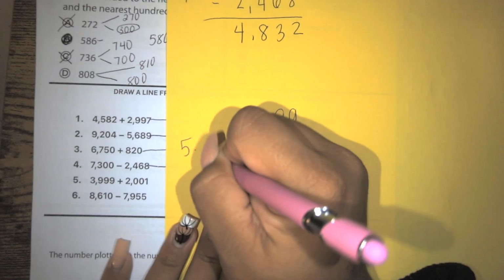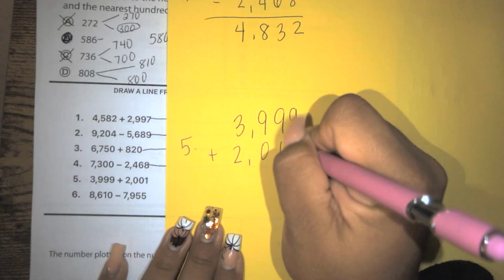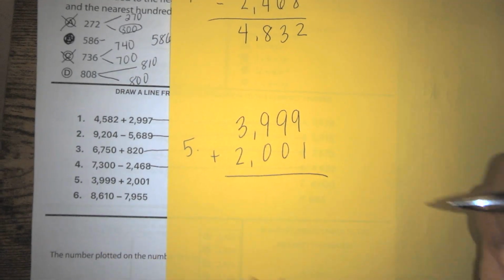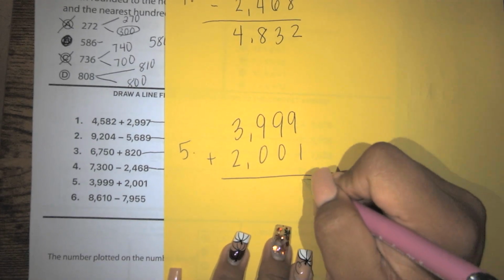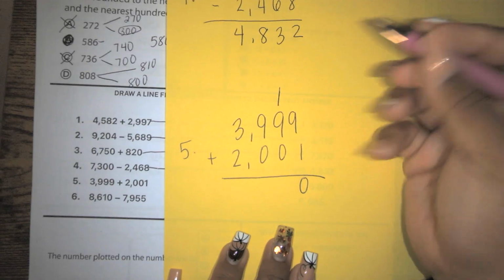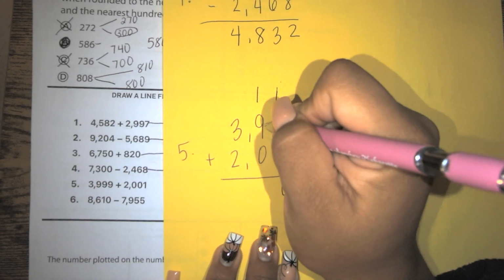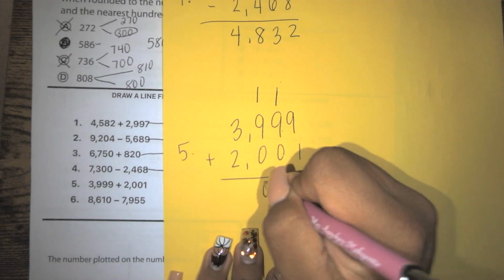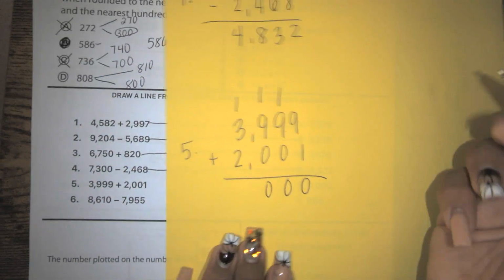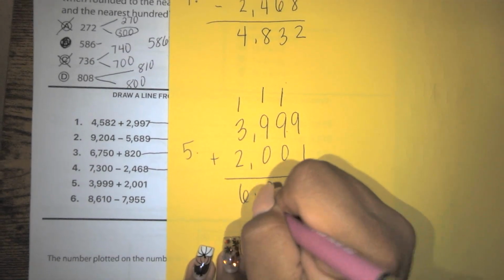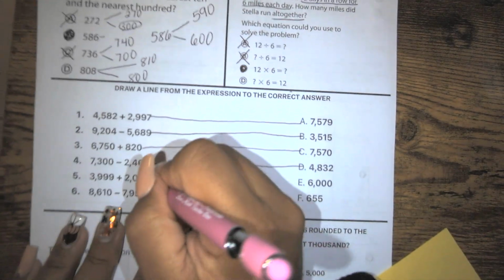3,999 plus 2,001. Here we go. 9 plus 1, 10. Drop the 0, regroup the 10. 9 plus 1 again, 10. 9 plus 1 again, 3 plus 3, 6,000.